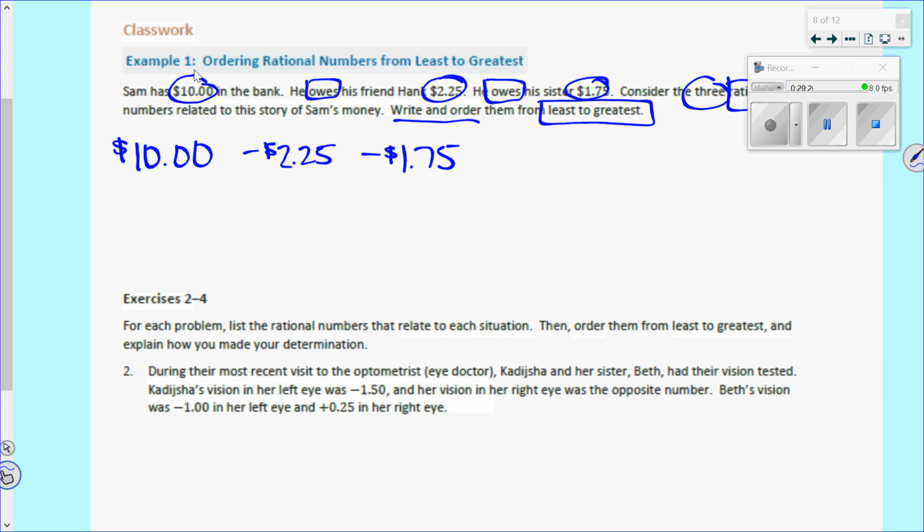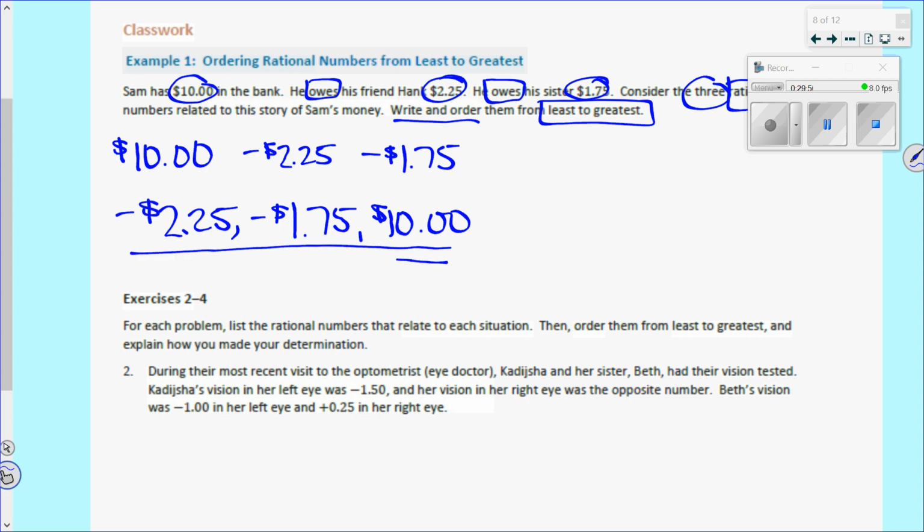Least to greatest. So what is the least of these numbers? -$2.25. Okay. So he says we're going to start with negative $2.25, then go where? Negative $1.75. And then we'll finish the list with $10. Is everybody good with that list? Anybody have a problem with it? Nope. Good, because that's in the right order.